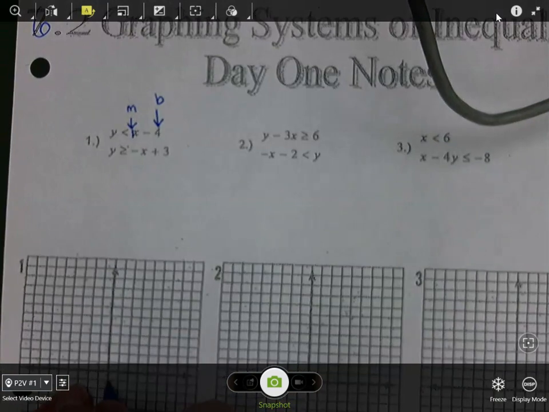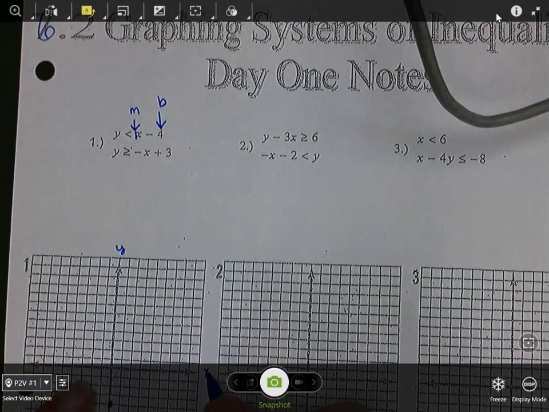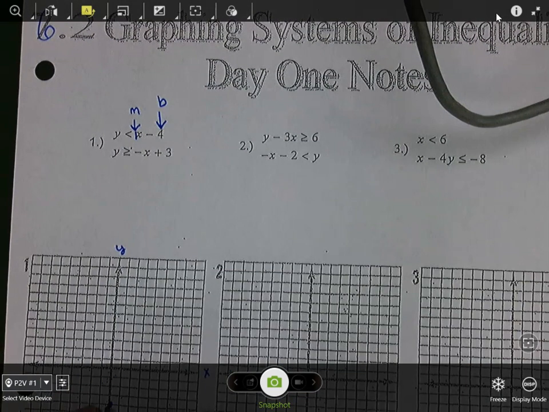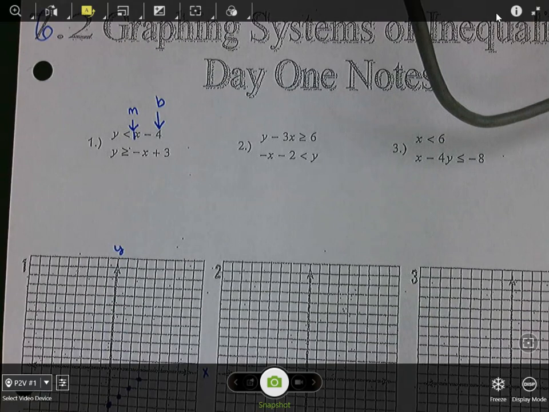So I graph negative 4 on the y-axis. Remember, this is y and this is x. And then since my slope is positive 1, start at the negative 4 and go up 1 over 1. Up 1 over 1. And then use a ruler, something with a straight edge, and draw your line.